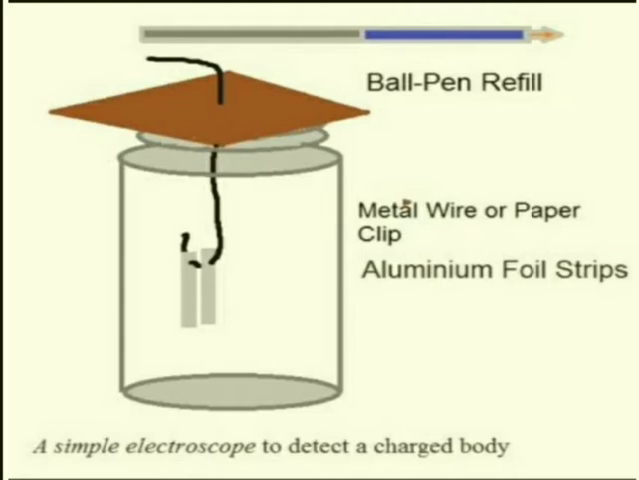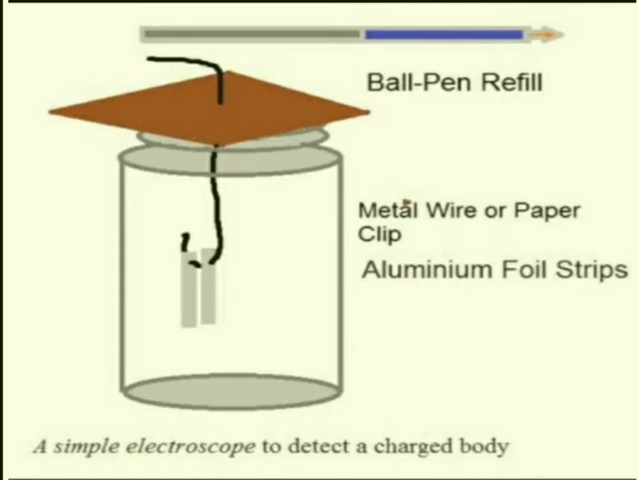Now, touch the end of paper clip gently with hand and you will find a change in the foil strip. They come back to their original state. Every time you will find that the foil strip collapses as soon as you touch the paper clip with hand. Now, why does it happen?